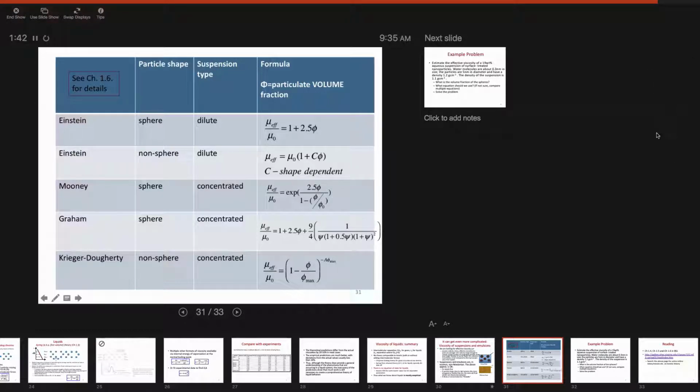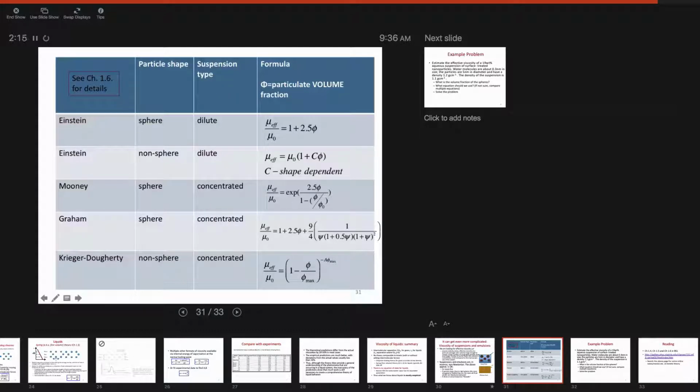So these are some formulas. This is from chapter 1.6. Okay, so these are the formulas. Effective formulas depend on particle shape and suspension type. So I could have dilute or concentrated suspensions. The most common formula is that of Einstein. This is when you really have dilute suspensions and the suspension particles themselves don't interact much.